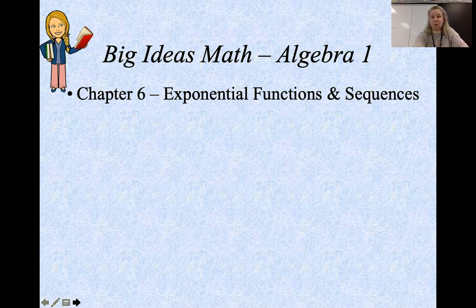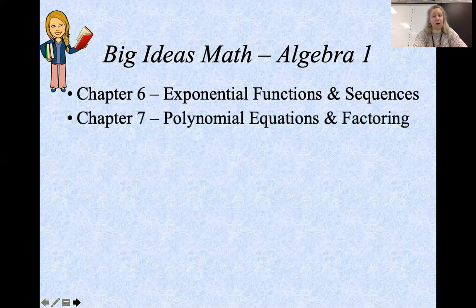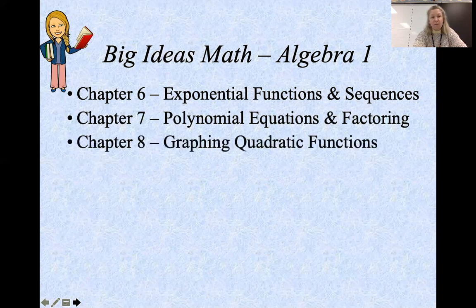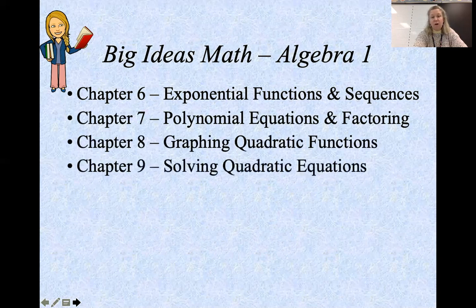And then in this course, Algebra 103B, we are going to cover chapters 6 through the rest. So we're going to cover exponential functions and sequences. Then we're going to take a look at polynomial equations and factoring. We'll take a break then and do a little bit of looking at statistics and probability before we go into chapter 8, which is graphing quadratic functions.